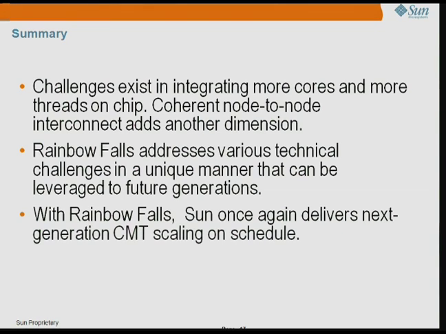So, summary: RF had a series of challenges that it needed to meet, and the challenges were mainly focused around supporting the 16 cores and all of the data flow associated with that and the bandwidth requirements. Our goal was to minimize the impact, which we've done pretty successfully.